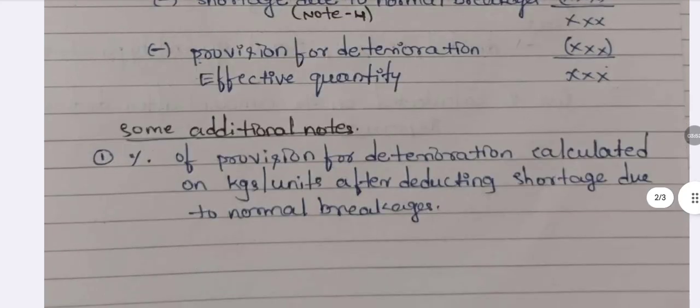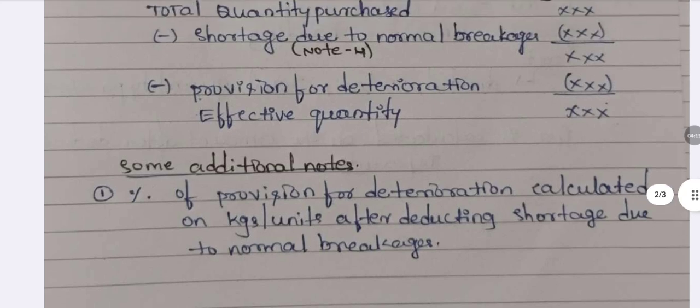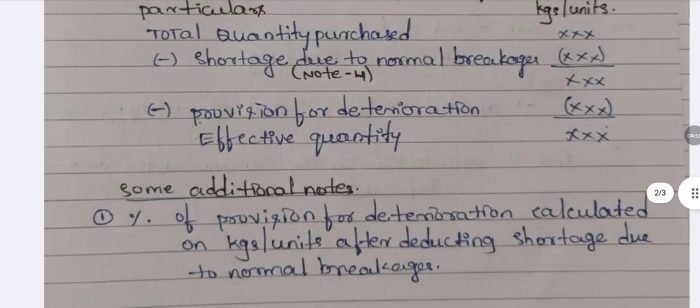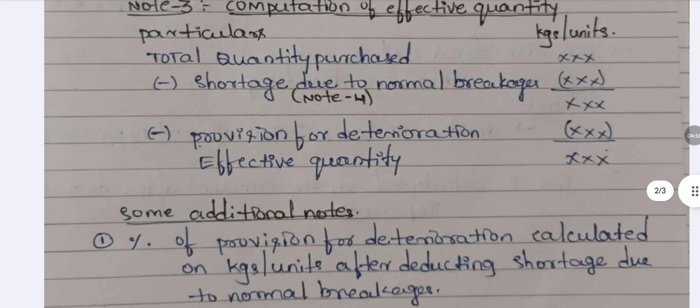Some additional notes. In the question, they give the percentage of the provision for deterioration. On which quantity or units do we apply the percentage? I give a note that the percentage of the provision for deterioration is calculated on the kg or units after deducting the shortage due to normal leakages, like total quantity, then shortage due to normal loss, then on the net after deducting shortage we apply the percentage, and we get the provision for deterioration.